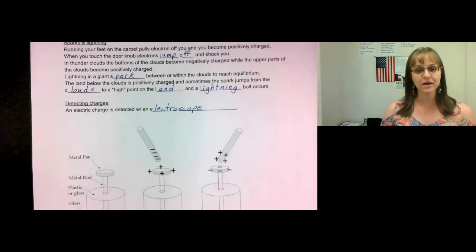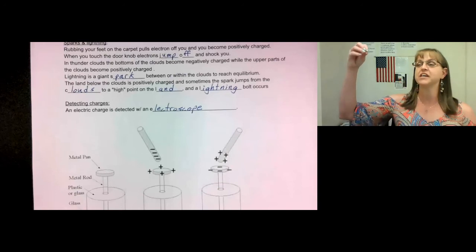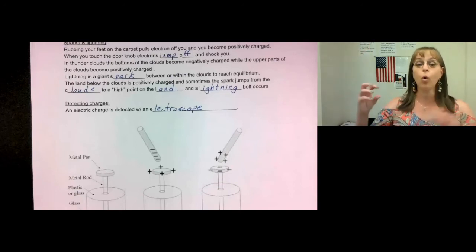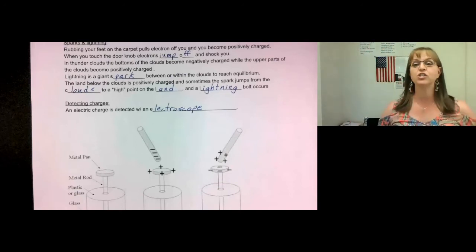In a thundercloud, the bottom of the cloud becomes negatively charged and the upper parts of the cloud become positively charged. Then the lightning is a giant spark of those negative electrons jumping to the ground or within the cloud to equal out the electrical charge. And when that giant spark jumps, that's lightning.